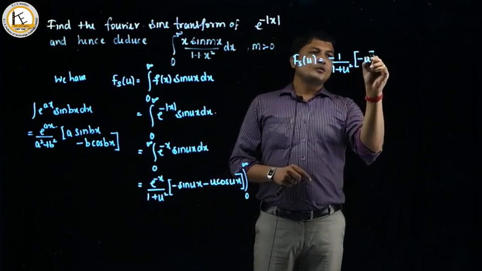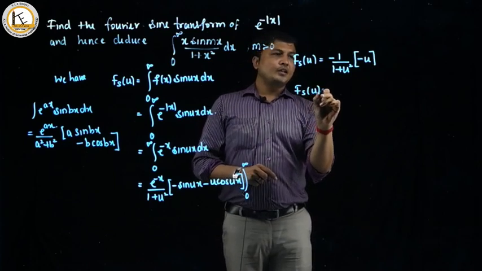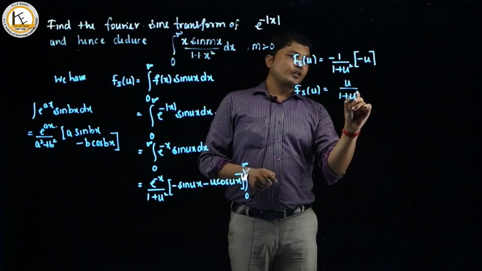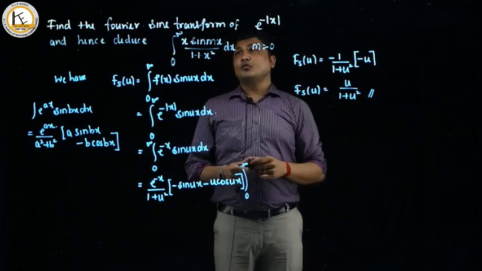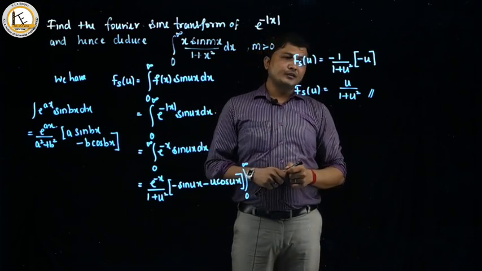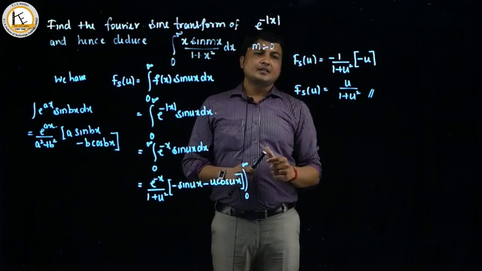Therefore we have Fs of u is equal to u divided by 1 plus u square, and hence this is the Fourier sine transform of e raised to minus of mod x. So obviously this is a sine transform.